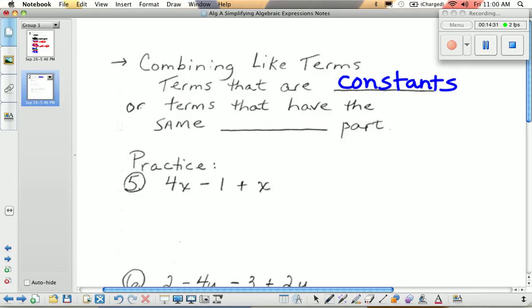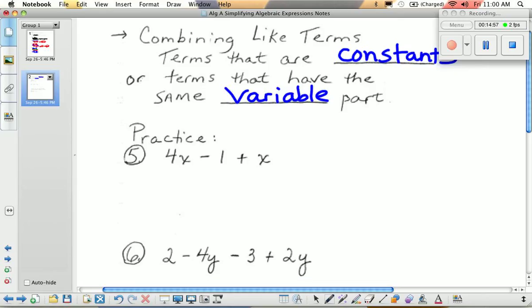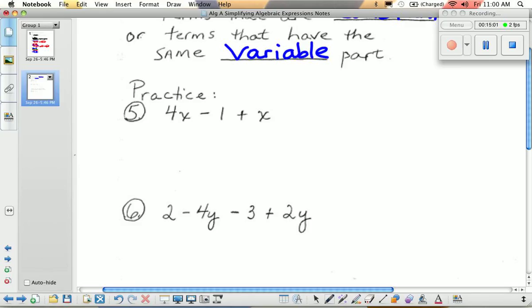And then terms that have the same variable part are considered like terms. So x's are like terms with other x's. A's are like terms with other a's. 3a plus 2a, those are like terms. So the other way to also simplify problems is, can you put some things together? Can you combine some like terms? So we're going to practice here: 4x minus 1 plus x.